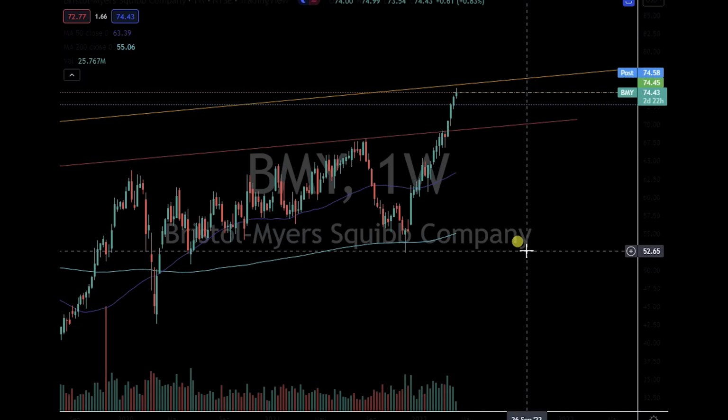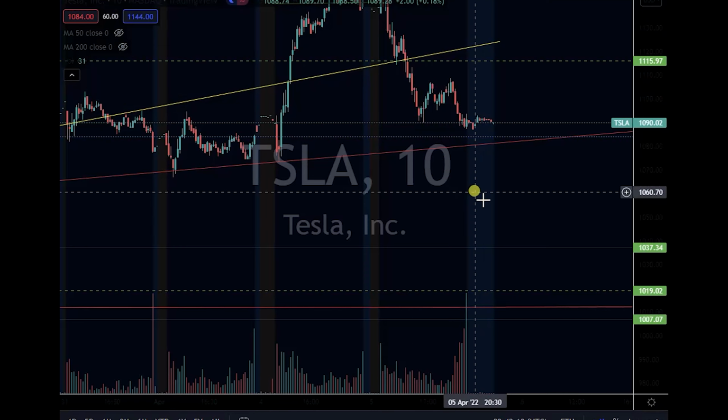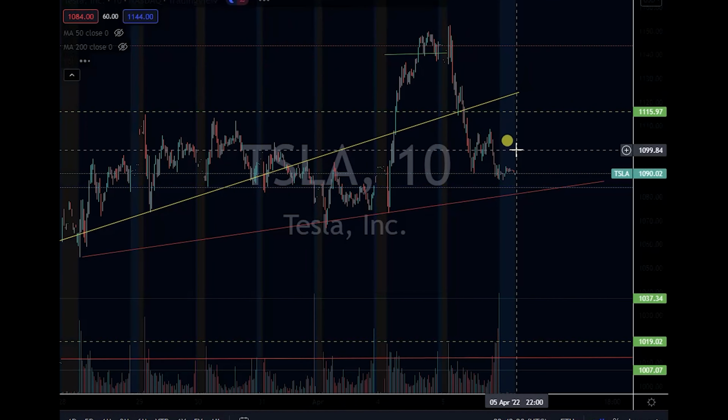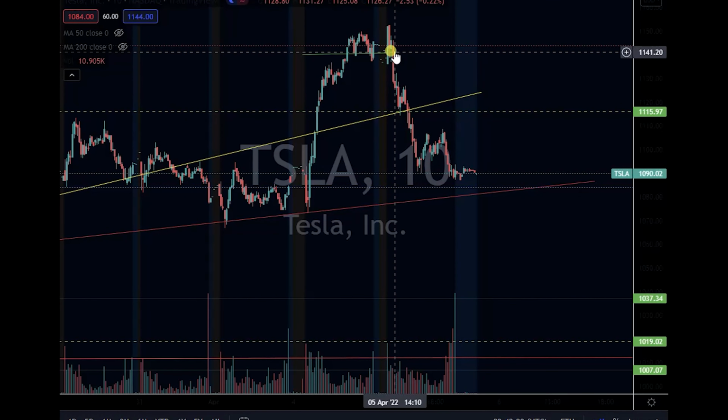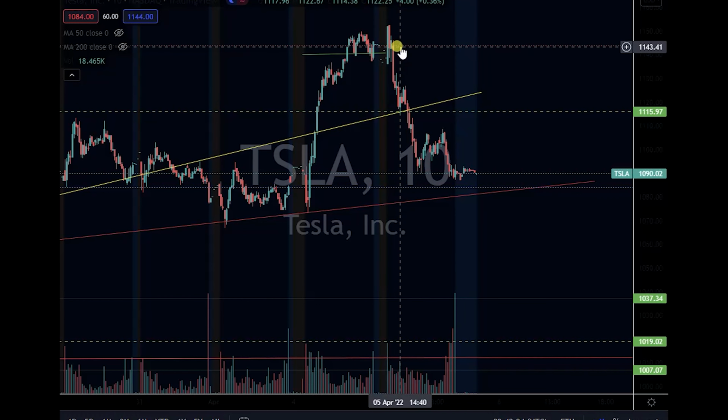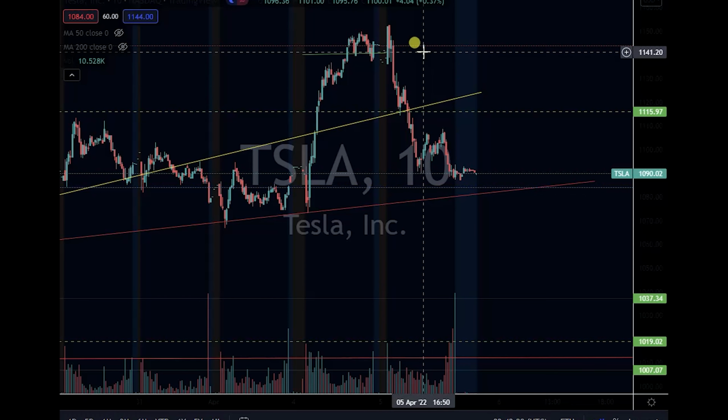And the conditions in terms of the stock market, where we think they're heading, is lower. This should be dragged down as well. We also added to our Tesla short yesterday. We added around the 1,145, I believe the alert was for.